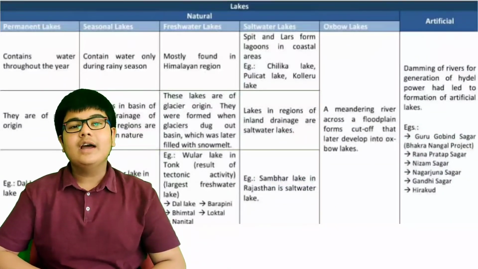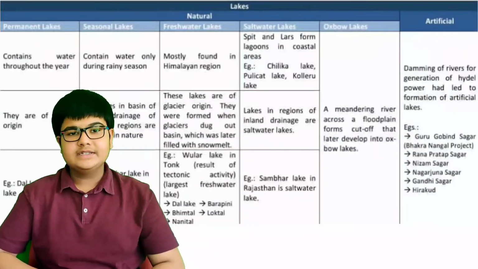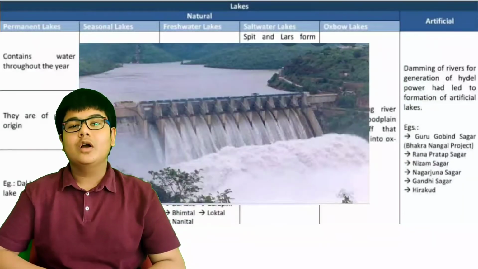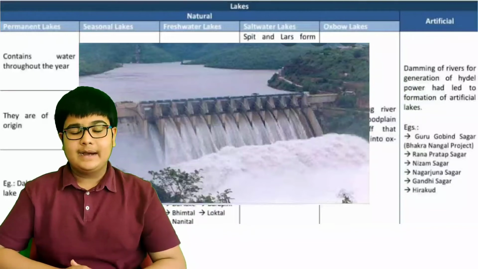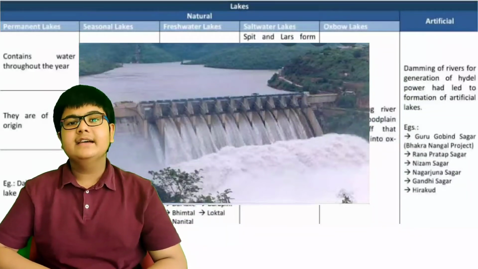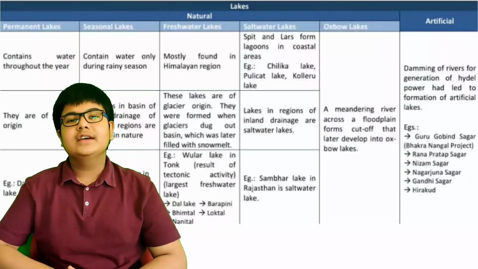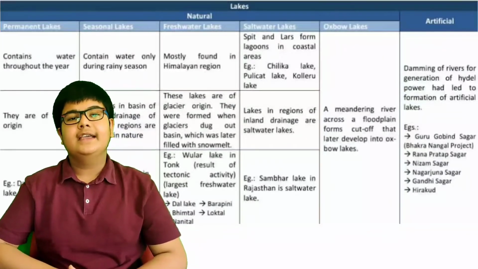Now let us learn about artificial lakes. These are created by the damming of rivers for hydropower generation. For example, first, Guru Gobind Sagar Lake, which is known as Bhakra Nangal Dam. Second, Rana Pratap Sagar. Third, Nizam Sagar. Fourth, Nagarjuna Sagar. Fifth, Hirakud.